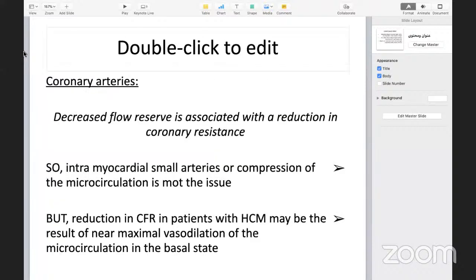For the coronary arteries, decreased flow reserve is associated with a reduction of coronary resistance. So the compression that comes from HOCM is not the issue. The issue is the decreased flow reserve of the coronaries. In hypertrophic cardiomyopathy, the maximal vasodilatation in the microcirculation and of the basal status of the coronary will be the issue, not the compression.